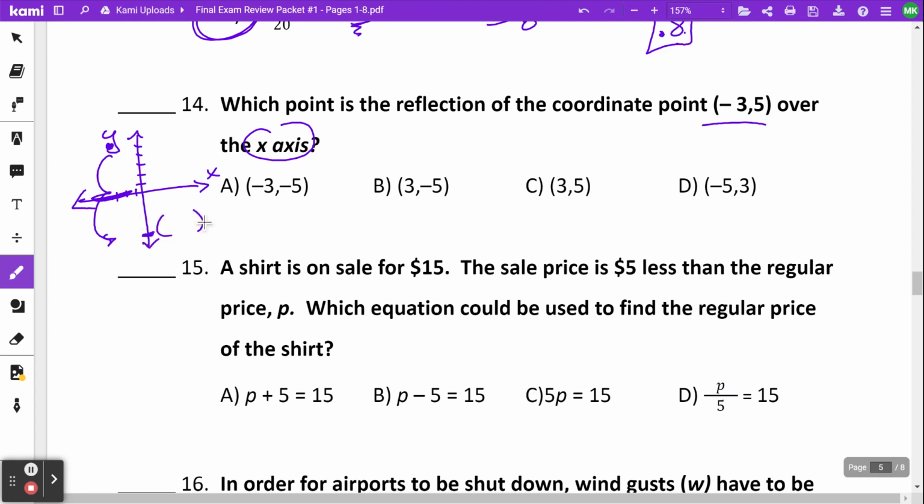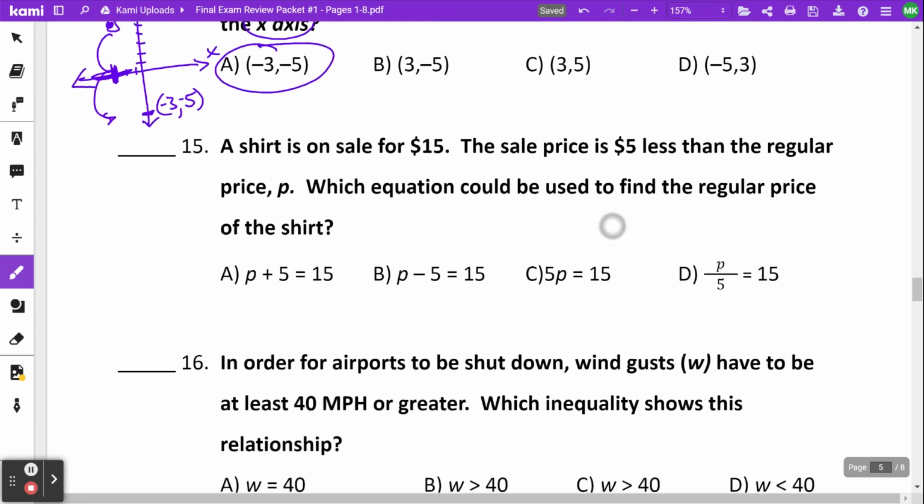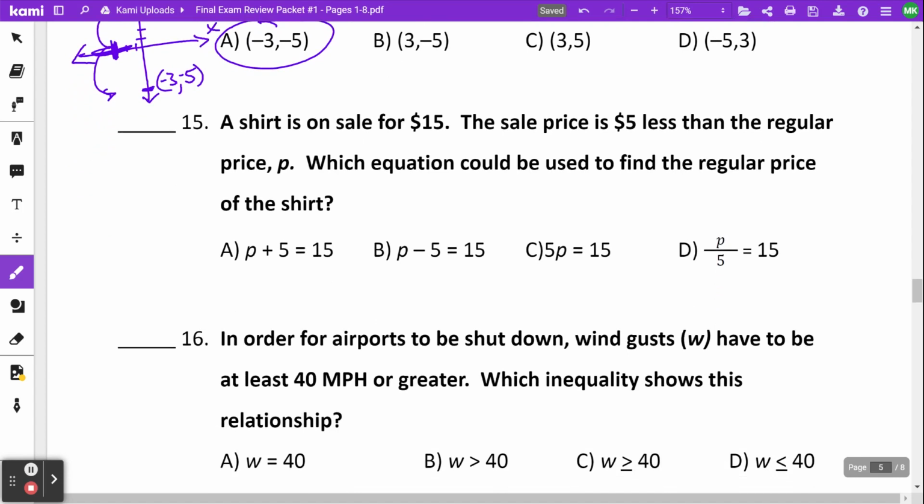Well, the question is which value actually changes? The x value is still that -3. That doesn't change. It's the y value that actually changes. It was a +5, and now it's a -5. Okay, so that is choice A. Okay, but notice again, I am drawing this out. I want to get these right. I don't want to mess around.